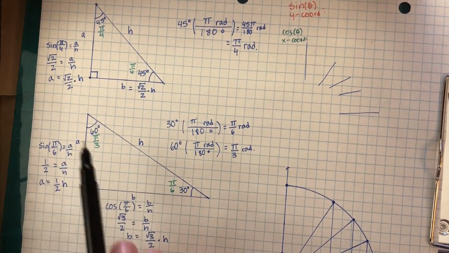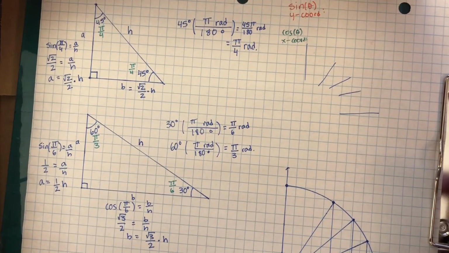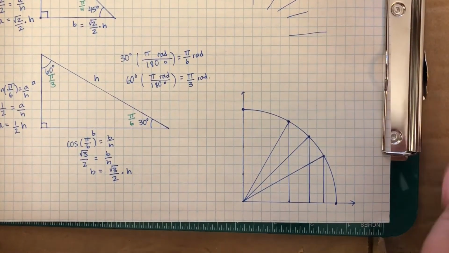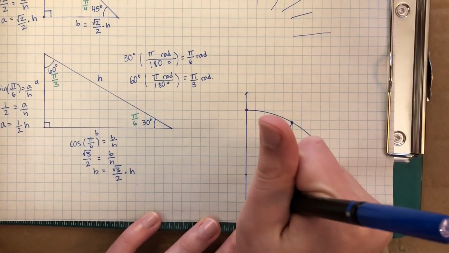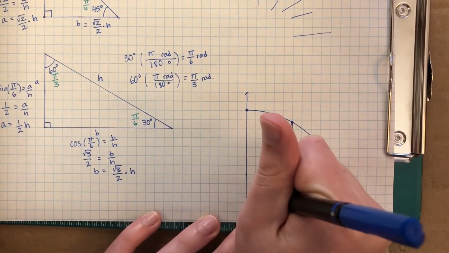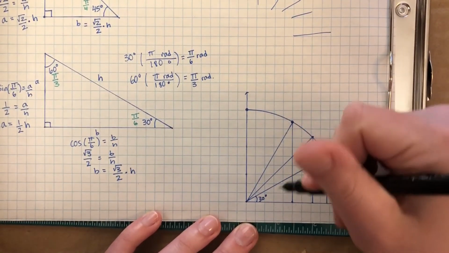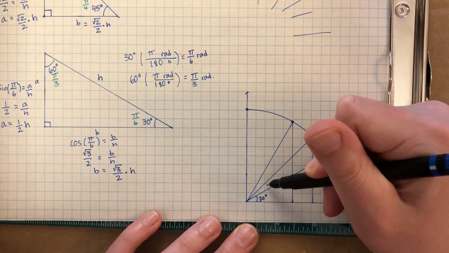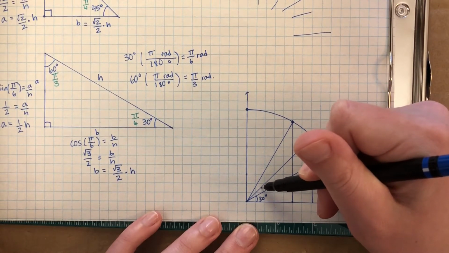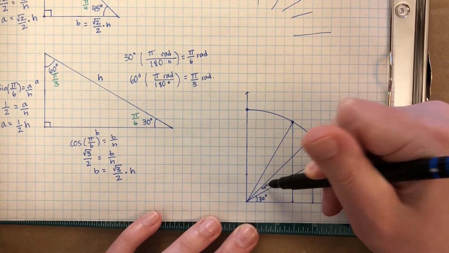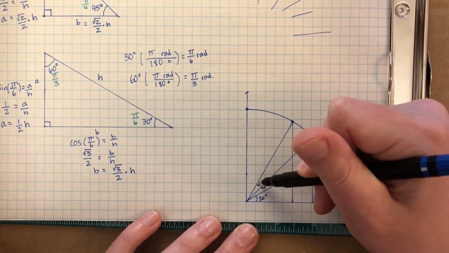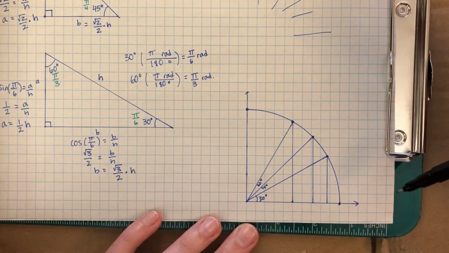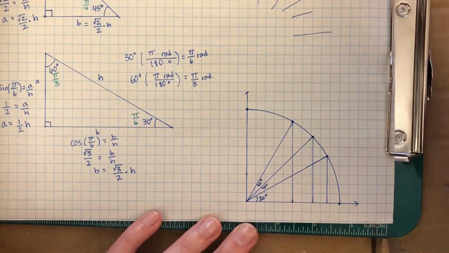Now I'm going to take these angles and put them in the context of the unit circle. So this right here is 30 degrees. This middle one is 45 degrees. And this one is at an angle of 60 degrees, measured counterclockwise from the positive x-axis. That's always how we measure angles.